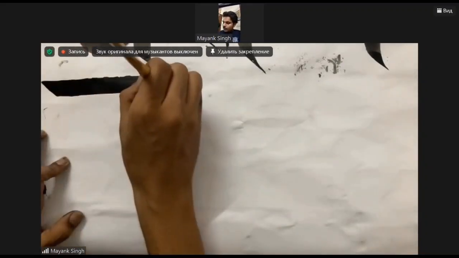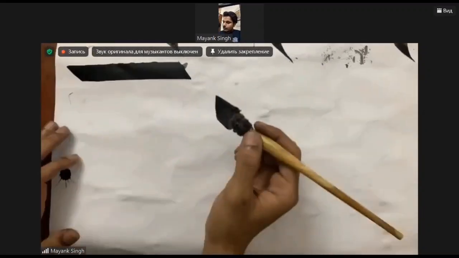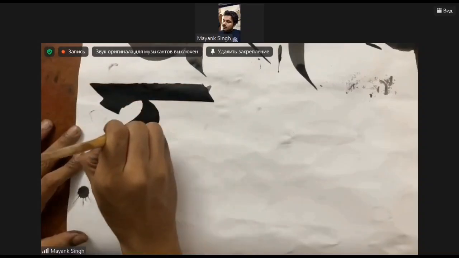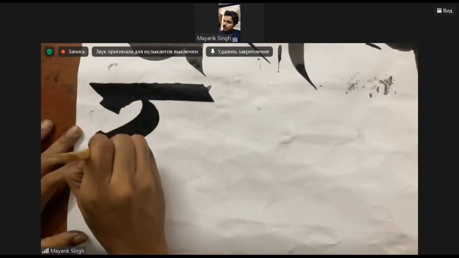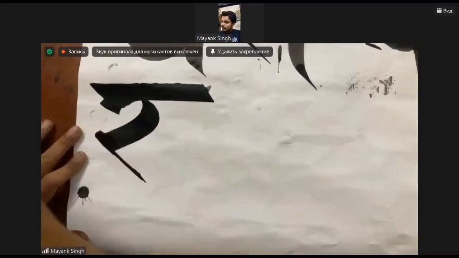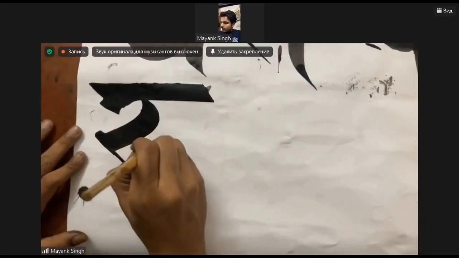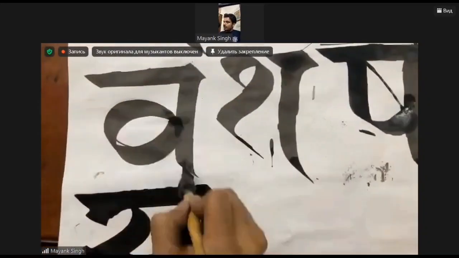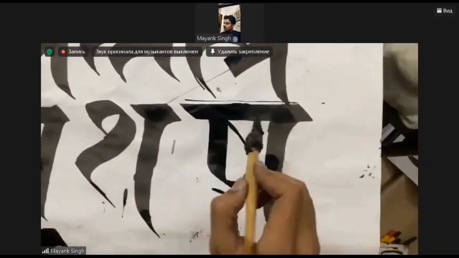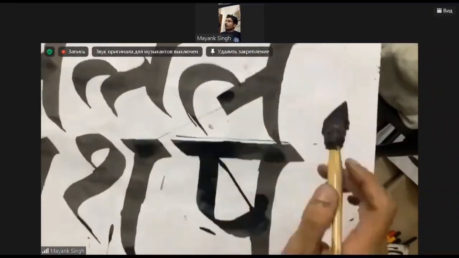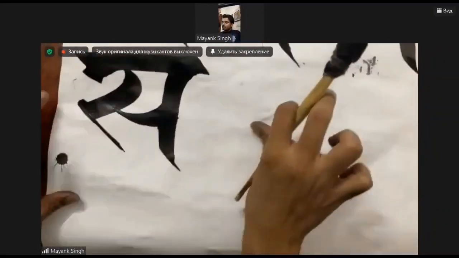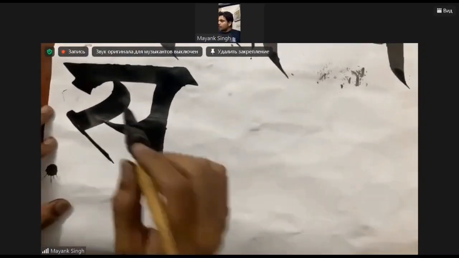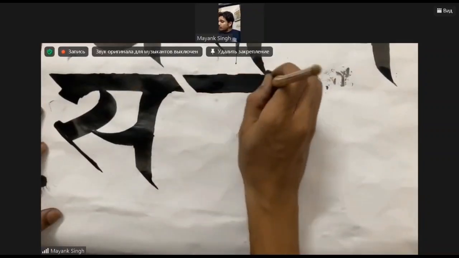Sa, you will find a lot of common strokes in this one. Ra, Ya. These are similar to Sa. Now we make the same stroke that we made here, here, this one, and then this one. It's similar. This stroke remains the same in every alphabet. Cha, sa, ha.